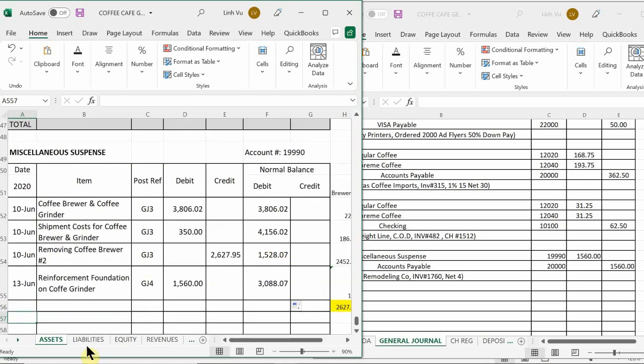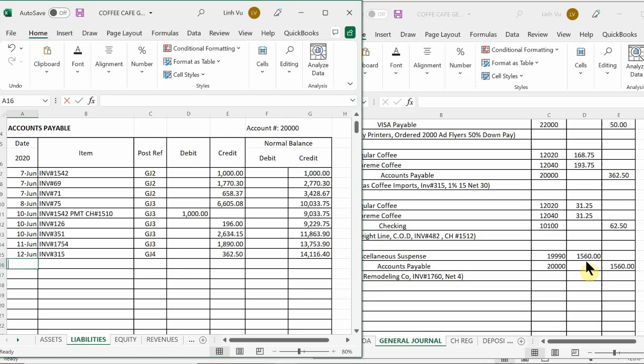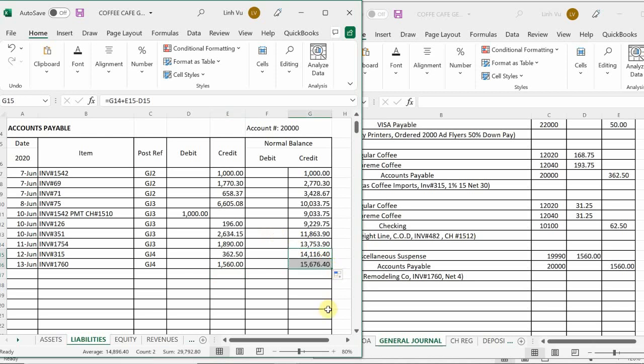And because I didn't pay for it now, I need to also update my liabilities because now I owe an additional $15.60, with invoice number 1760. General Journal 4, increased my liability by $15.60. So therefore, now I owe $15,676.40.